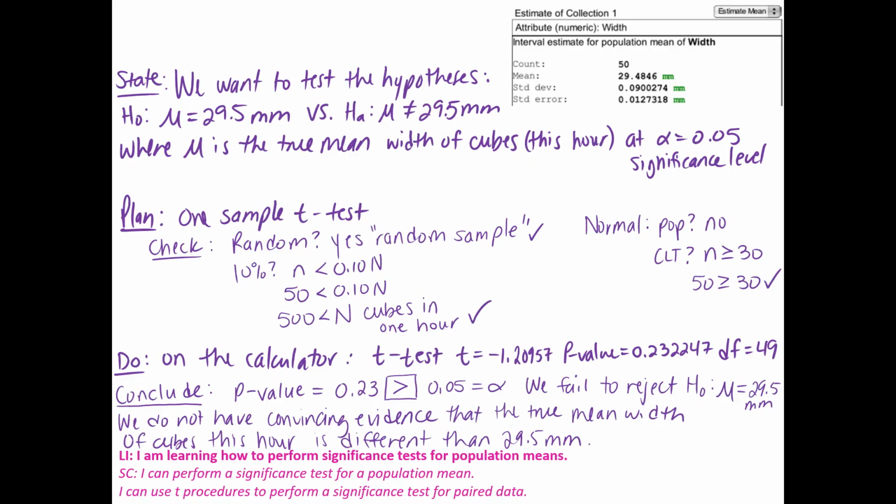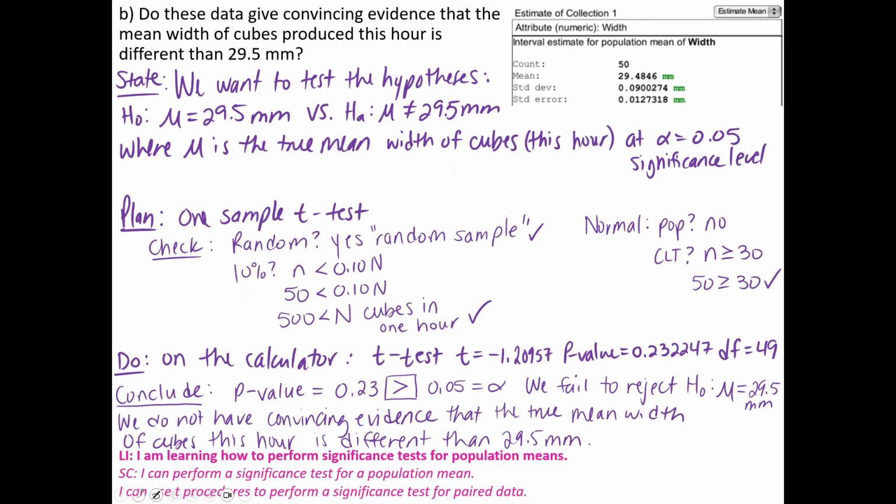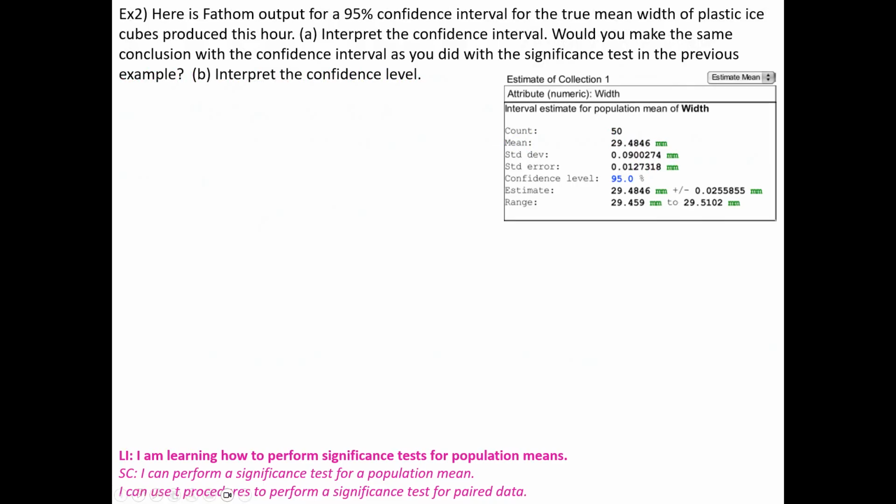So that finishes example 1. On to example 2, sorry. Example 2, come on, honey. There's the part B, sorry, apparently I missed it. There we go. Example 2, here's Fathom output for a 95% confidence interval for the true mean width of plastic ice cubes produced this hour. So this would be the confidence interval side of this.